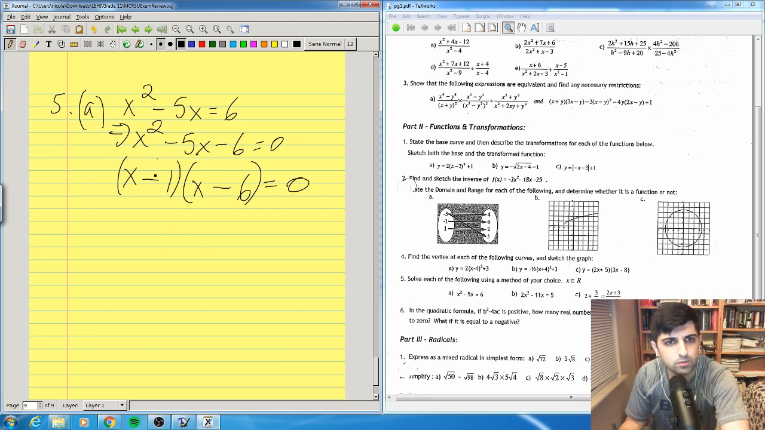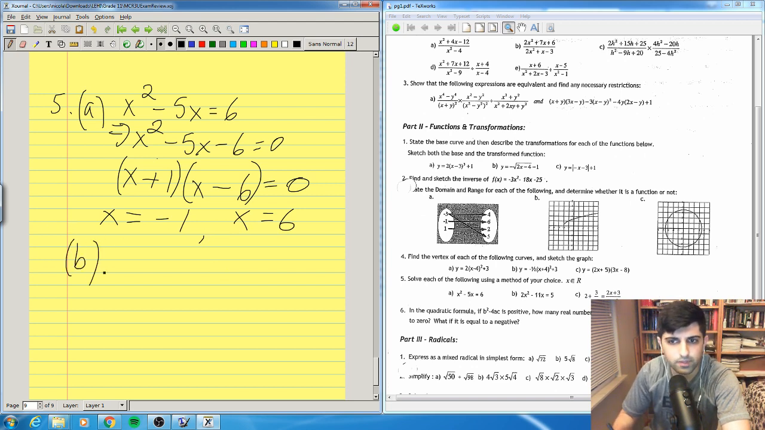Oh, wait, something's not right. Boom. Okay, so let's check that out. So -6x plus 1x, -5x, great. And 1 times -6, -6, beautiful. So x equals -1, x equals 6, done. And second question, this also might be a factoring problem. So 2x squared minus 11x equals 5. That means that 2x squared minus 11x minus 5 equals 0.